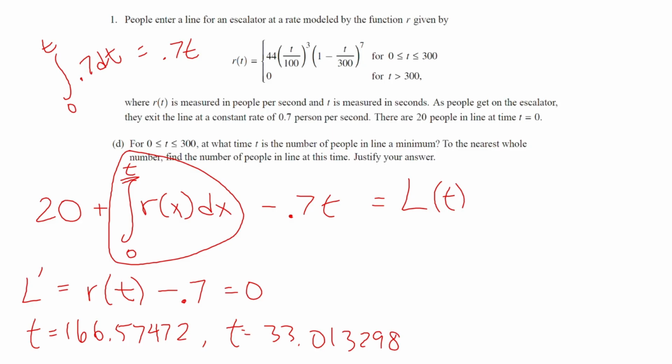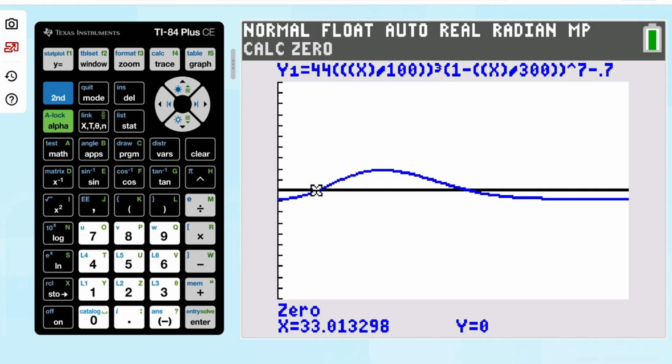So we got two options there. And so far we've gotten 2 points here: 1 point for setting r of t minus 0.7 equal to 0, and 1 for identifying this value here. And so if we think about this, we're looking at a graph of the derivative here. And the graph of our derivative tells us when the function is increasing or decreasing. And our function is the number of people in the line. So the derivative is negative from 0 to 33, which means that the number of people in line is decreasing.